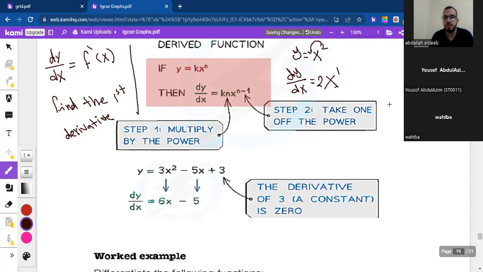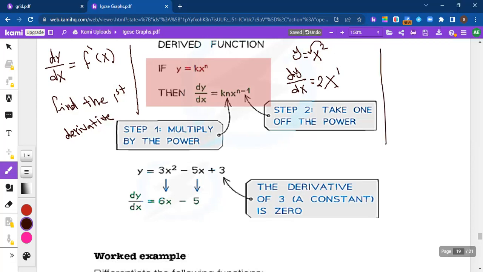Another example. y equals 3x to the power 3. dy by dx will be 9x to the power 2. 9 to the second power. Is that difficult? No, easy. I was scared when I saw the k and the 9 and the x. No, just easy, you know.